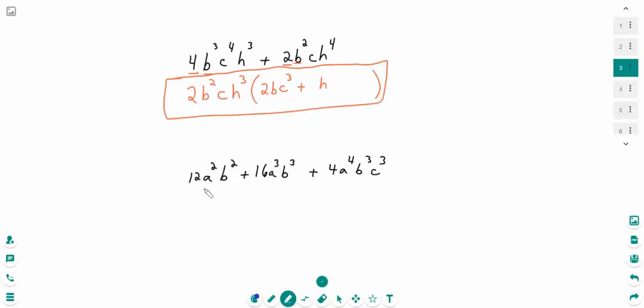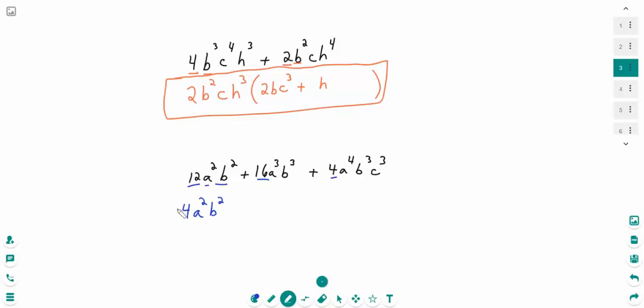All right, so let's divide out our greatest common factor. Between our numbers, we have a 12, a 16, and a 4. The largest number that can go into all three of those would be a 4. So that's going to be the greatest common factor. For the a's, we have an a squared, a to the third, a to the fourth. It's going to be the a squared. For b squared, well, we have a b squared, a b to the third, and a b to the third. It's going to be a b squared.